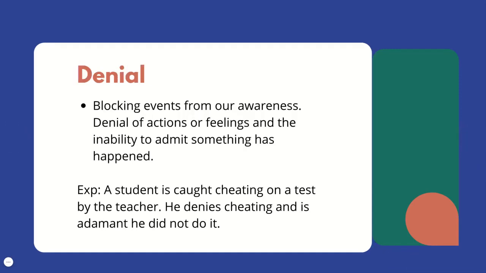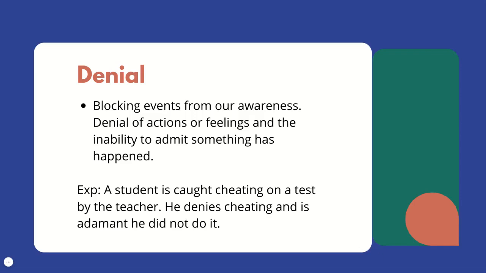Denial: blocking events from our awareness, denial of actions or feelings, and the inability to admit something has happened. So in denial, we are denying that some sort of external stimuli has even occurred. We're blocking that out of our awareness. We can't even admit to ourselves that something happened.